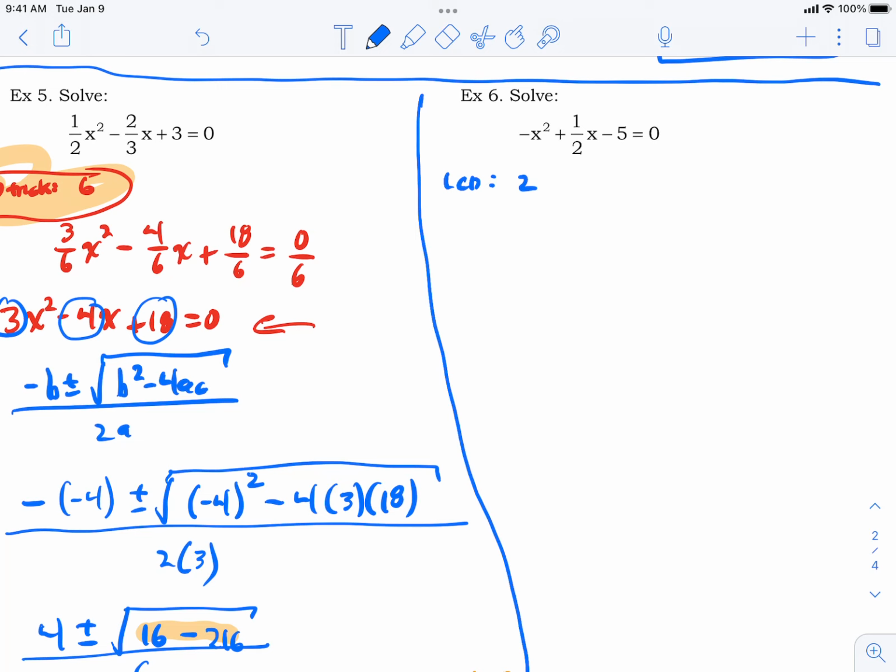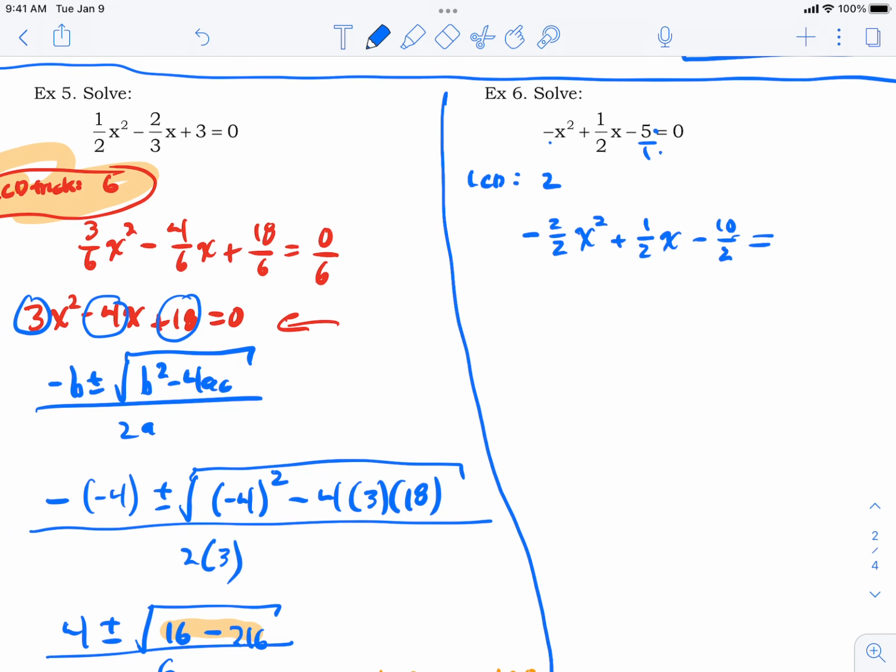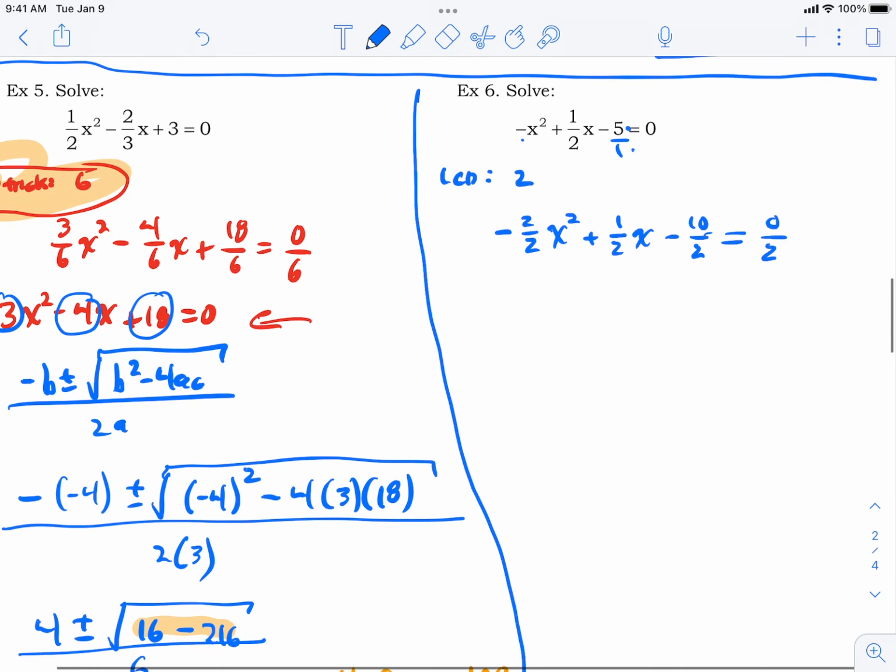So this is a negative 1. How do you make a negative 1 to be something over 2? You make it negative 2 halves. 2 halves is 1, right? So 2 over 2 is 1, x squared. And then this is already a 1/2 x minus. Now again, this is like a 5 over 1. How many halves is that? That would be 10 halves. Times 2 times 2, you get 10 halves. Equals, and then you could write that as 0 over 2.